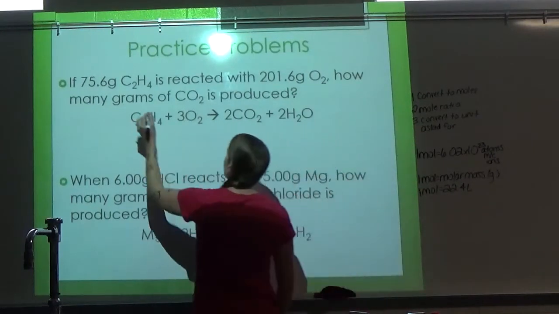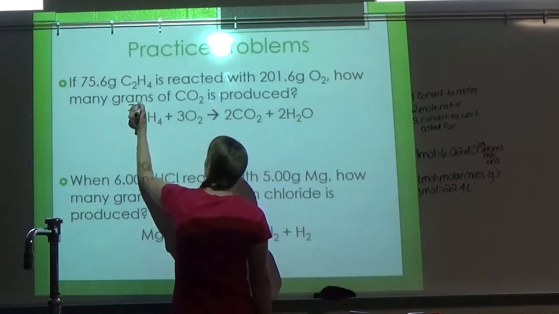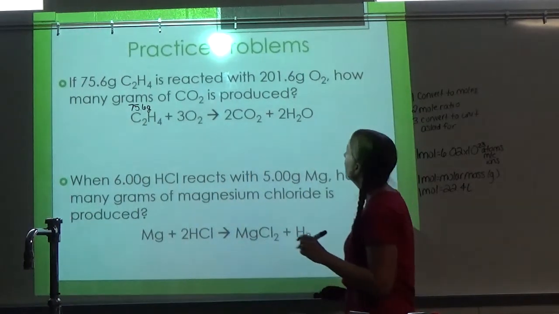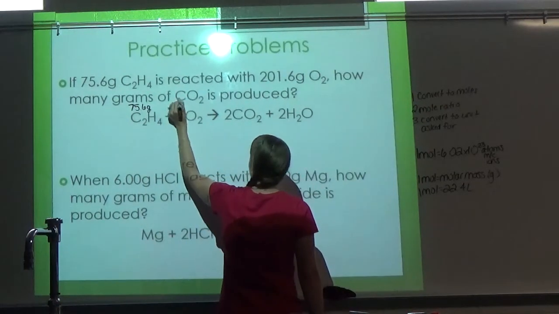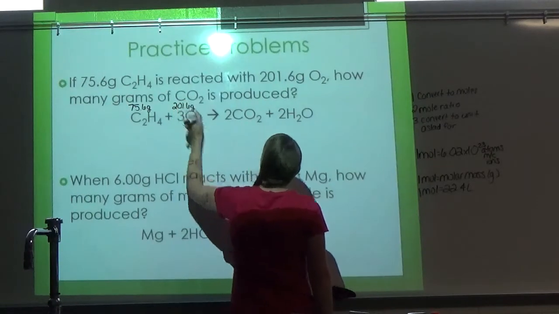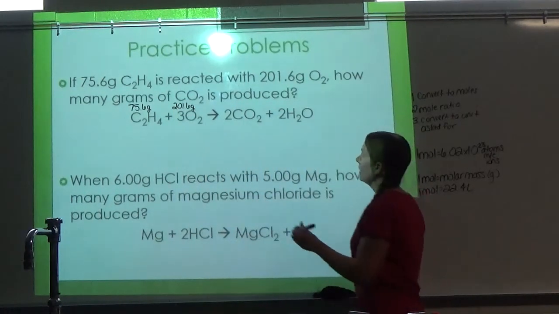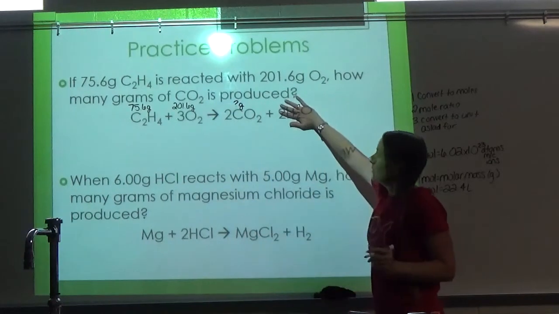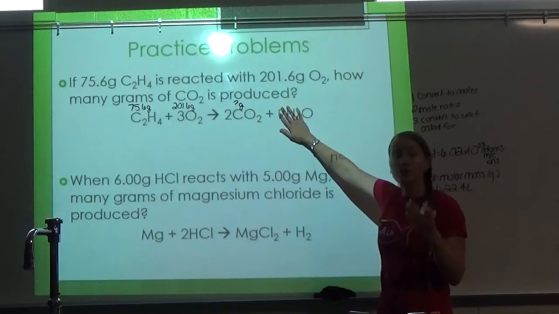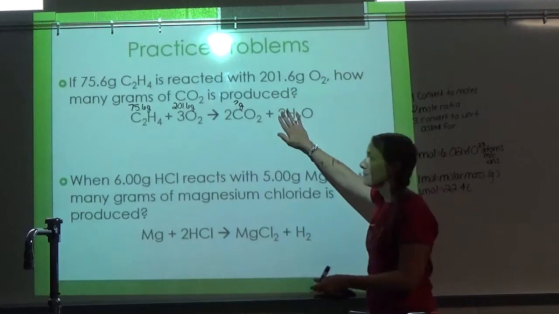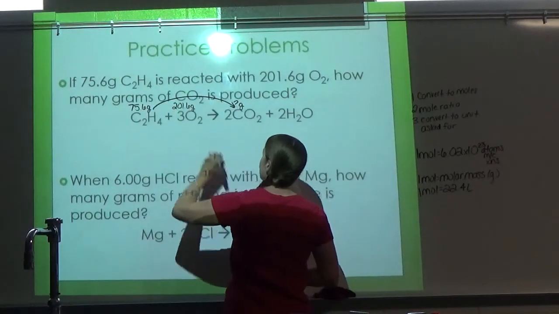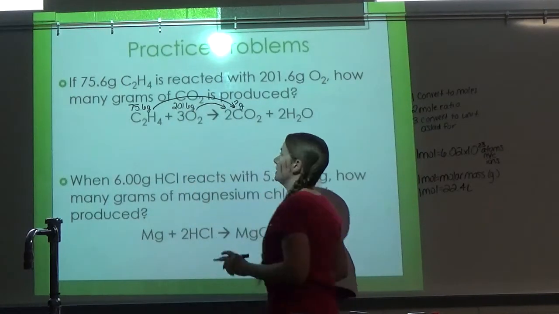If 75.6 grams of C2H4 is reacted with 201.6 grams of O2, how many grams of CO2 is produced? Notice we're not worried about water at all. Remember, you're just going to do 2 3-step problems. We're going to go from C2H4 to carbon dioxide, then we're going to go from oxygen to carbon dioxide.